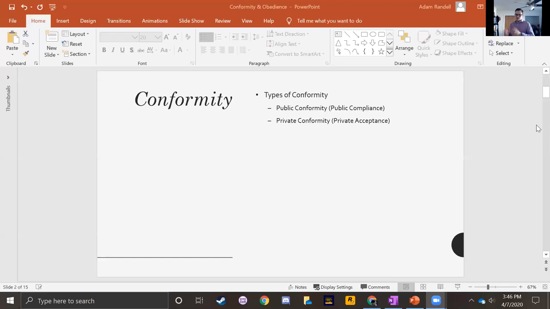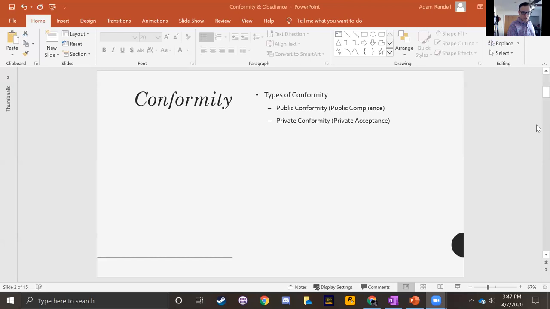So you can have one without the other. Certainly you can have public conformity without private conformity. You can have public compliance without private acceptance. But very frequently, if you're privately accepting that the behavior is appropriate, then you're probably going to publicly comply, all right? But the principal difference between the two is whether or not you change your attitude towards the behavior. Do you think that the behavior that you conformed to is the right thing to do?